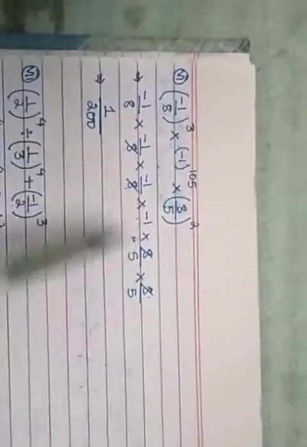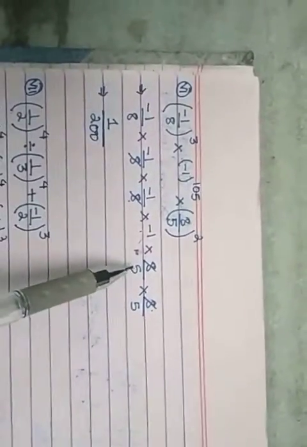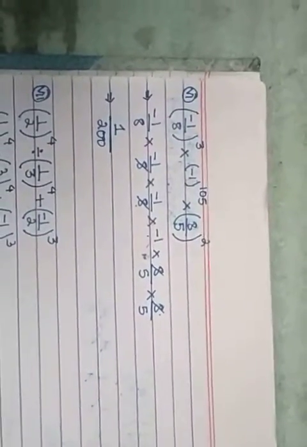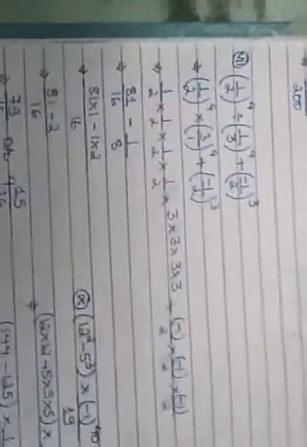So what's left from the numerator? 1 divided by 1. What's left from the denominator? 8 into 5. 8 5 times is 40, 40 5 times is 200. So we have 200 out here. Okay, let's go to the second question.